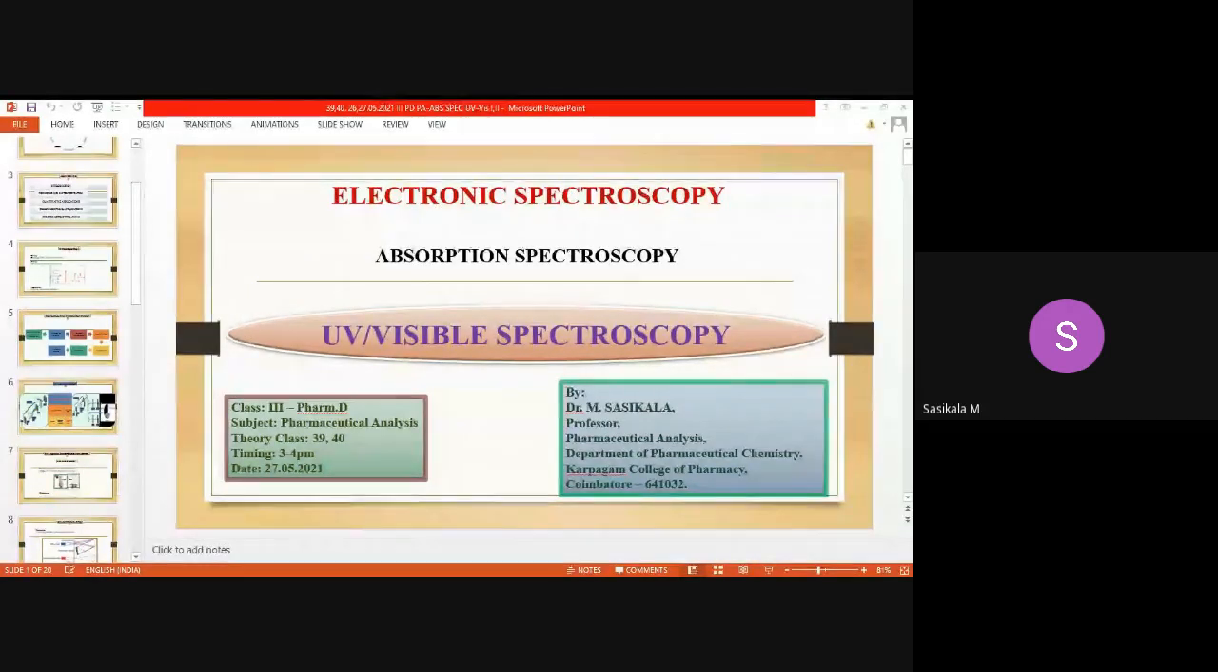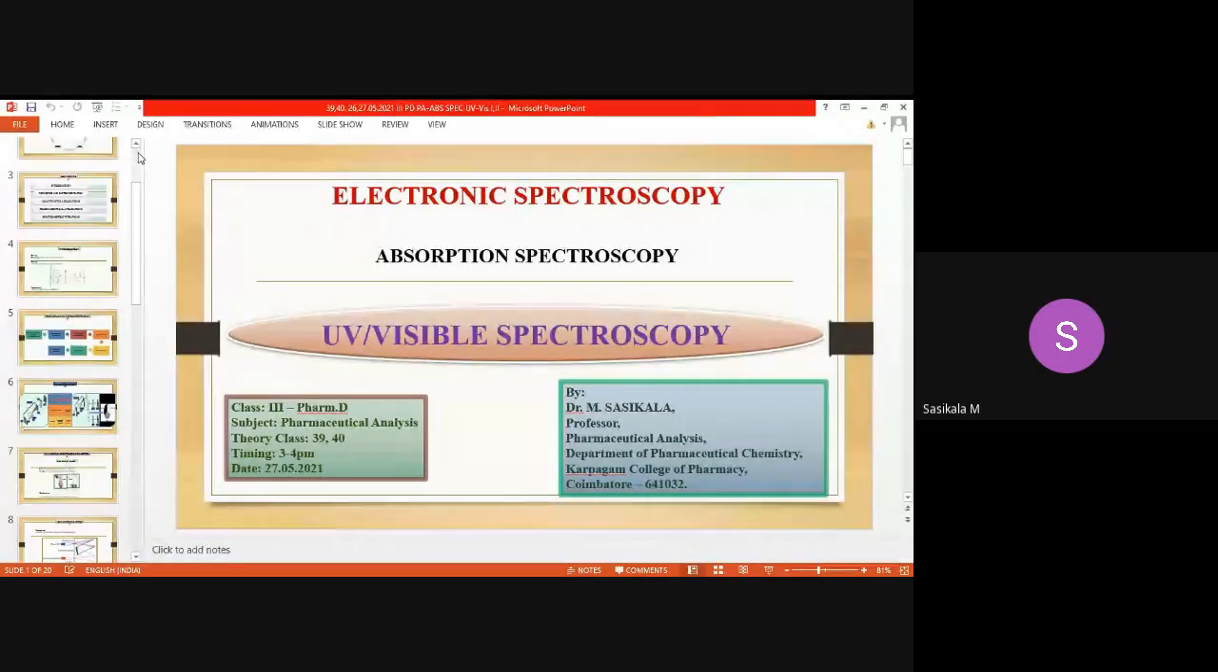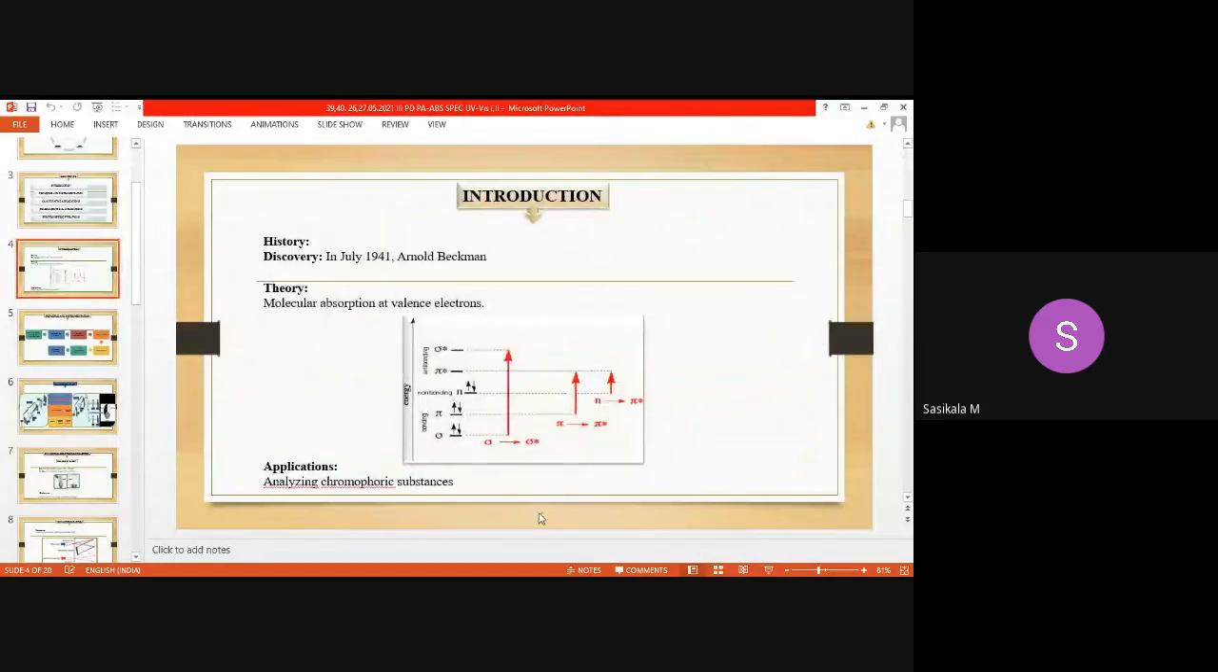It was discovered in 1941 by Arnold Beckman. It is based on bonding ability and non-bonding ability theory. In bonding, there is sigma and pi, and non-bonding n. Application is analyzing chromophoric substances.